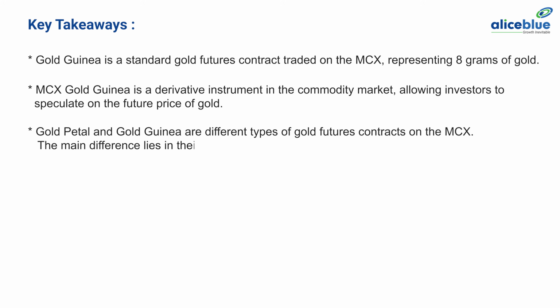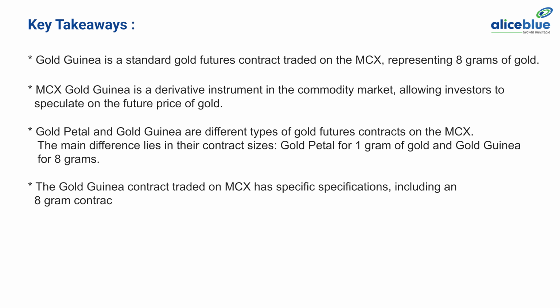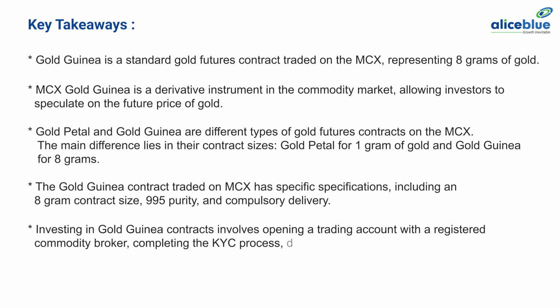The main difference lies in their contract sizes: Gold Petal for 1 gram of gold and Gold Guinea for 8 grams. The Gold Guinea contract traded on MCX has specific specifications including an 8 gram contract size, 995 purity and compulsory delivery. Investing in Gold Guinea contracts involves opening a trading account with a registered commodity broker, completing the KYC process, depositing the required margin and buying or selling contracts.